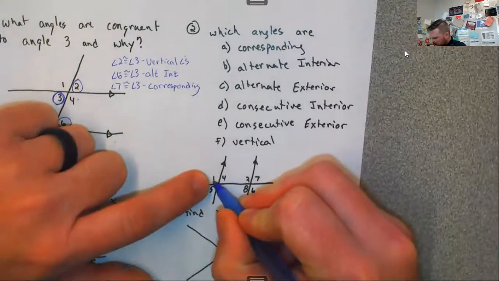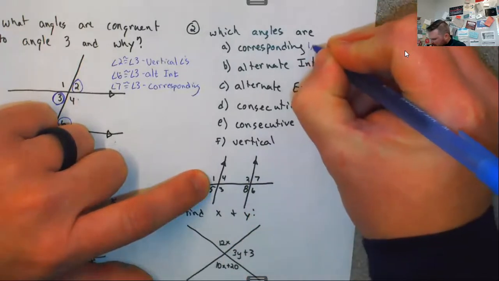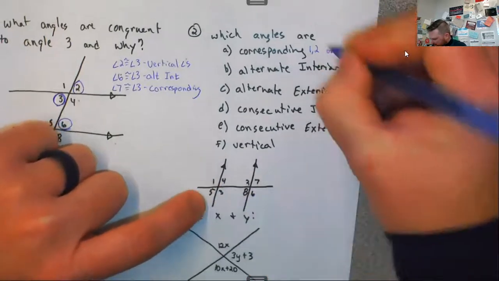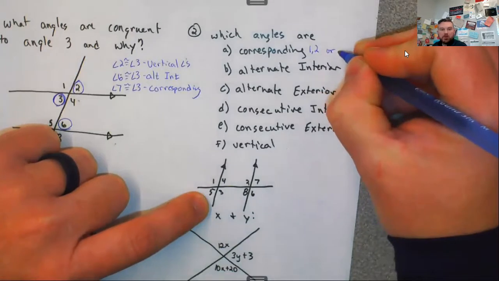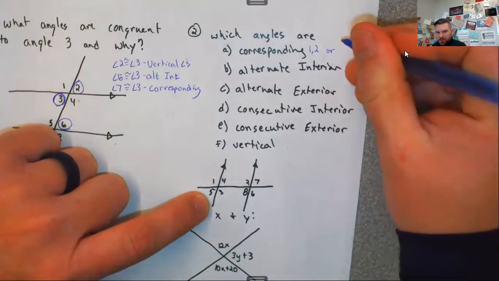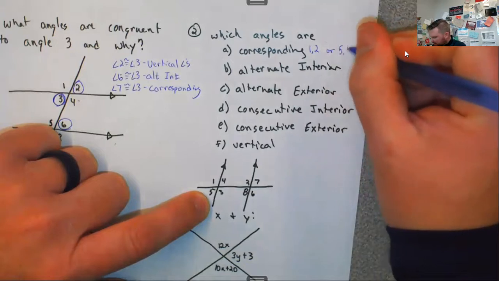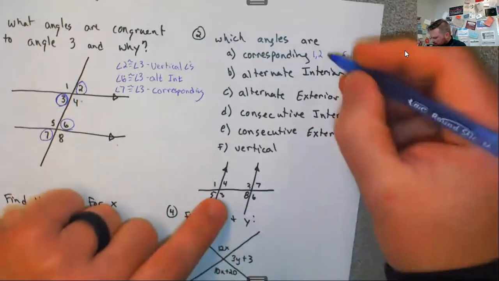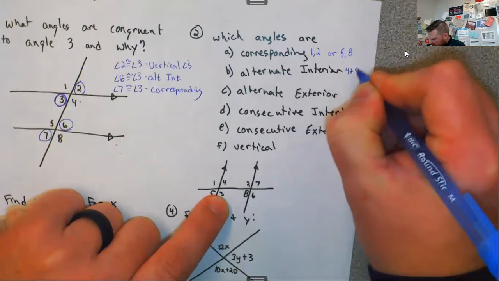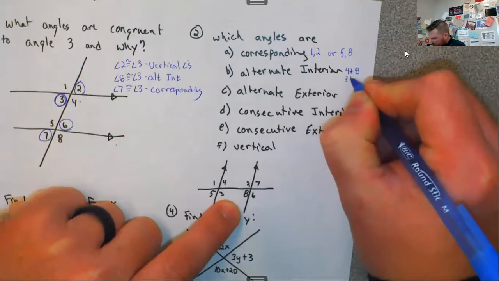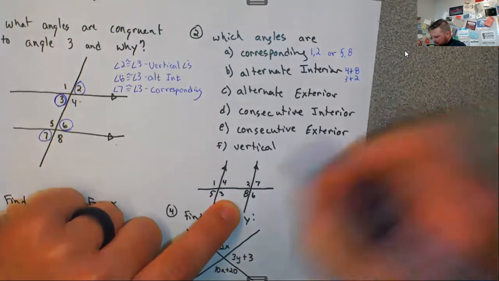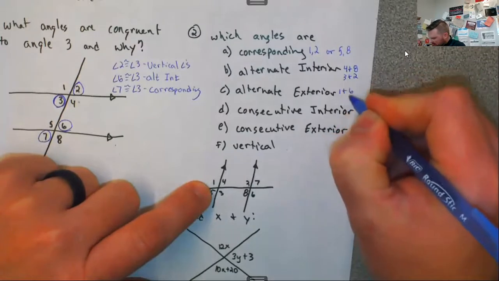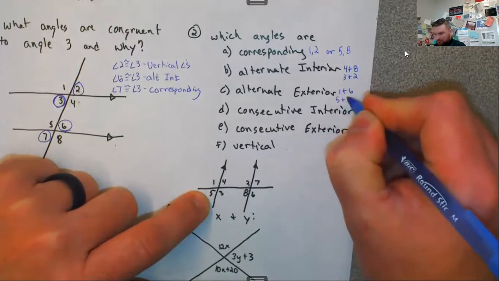So which angles are corresponding? I'm going to go with 1 and 2. So 1 and 2, or I could do 3 and 6, or 5 and 8, 4 and 7, something like that. If you want more, you can look in your notes and see what we did for that day. So 5 and 8. Alternate interior. They're on the inside, on opposite sides of the transversal. So you have 4 and 8, or 3 and 2. Alternate exterior. On opposite sides on the outside. So you have 1 and 6, 5 and 7.